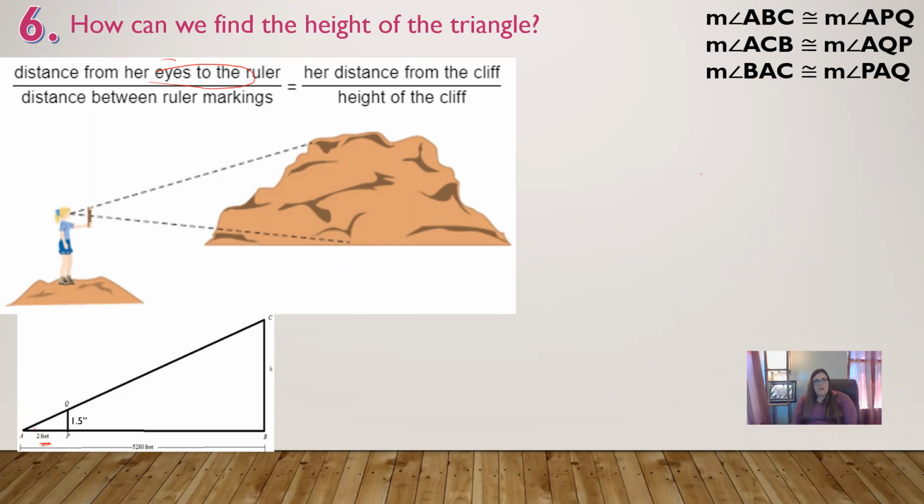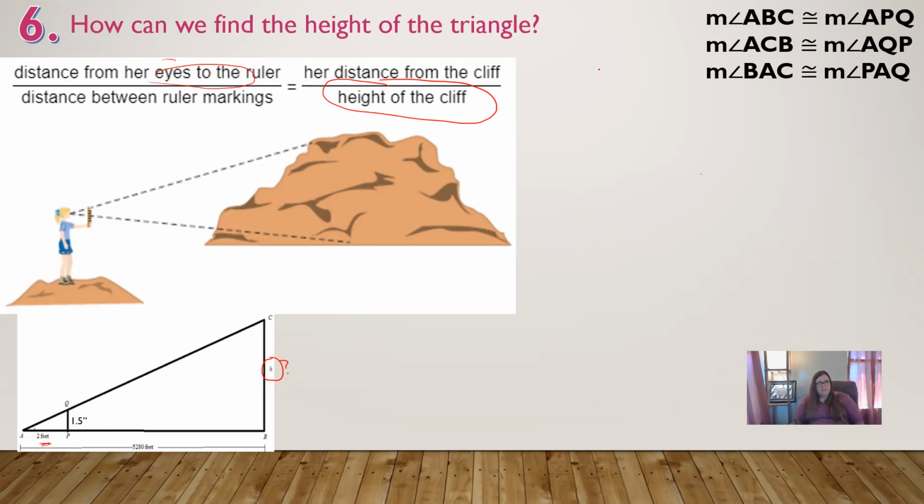So again, we're trying to find the height of the cliff. But I've already put it in a triangle. This is height right here. This is what we're trying to find. How will we find that? Well, there's a formula here. Distance from her eyes to the ruler over distance between the ruler markings equals her distance from the cliff over height of the cliff. Well, we all know that we're trying to find height of the cliff. So we're going to rewrite this formula.